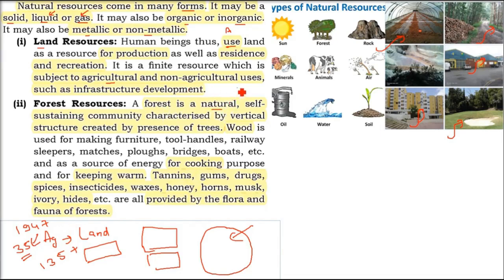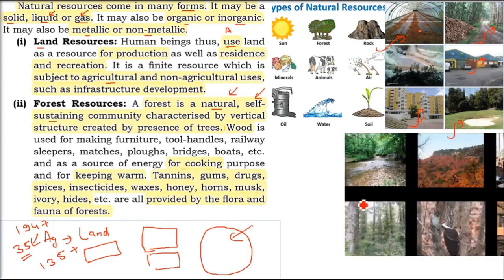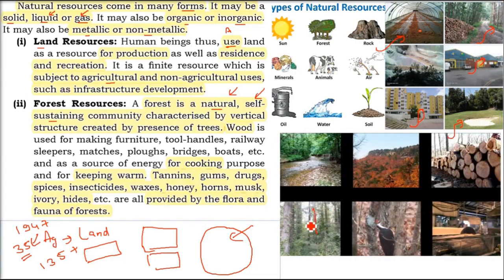So the forest is natural, means it comes by itself. Self-sustaining means it sustains and balances itself. Community characterized by, how do we characterize it? By a vertical structure created by the presence of these trees. So we have trees, a combination of trees, as I said. We have flora and fauna also here.